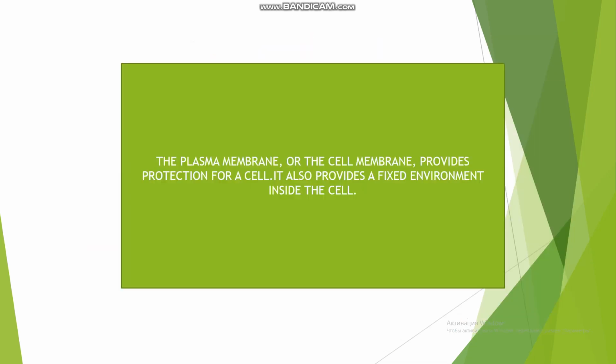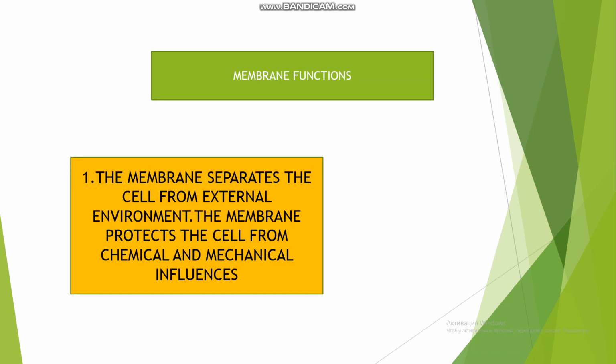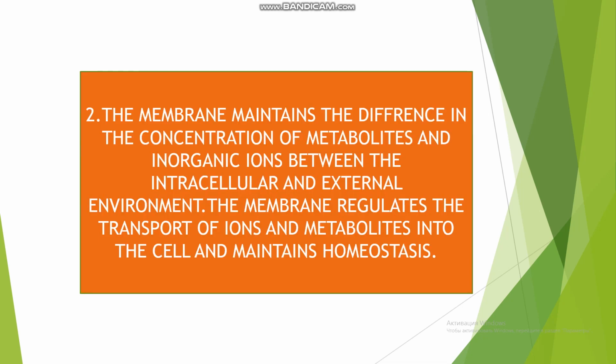Lipid troughs. The plasma membrane or cell membrane provides protection for a cell. It also provides a fixed environment inside the cell. Membrane function. The membrane separates the cell from the external environment. The membrane protects the cell from chemical and mechanical influences. The membrane maintains the difference in the concentration of metabolites and inorganic ions between the intracellular and external environment. The membrane regulates the transport of ions and metabolites into the cell and maintains homeostasis.